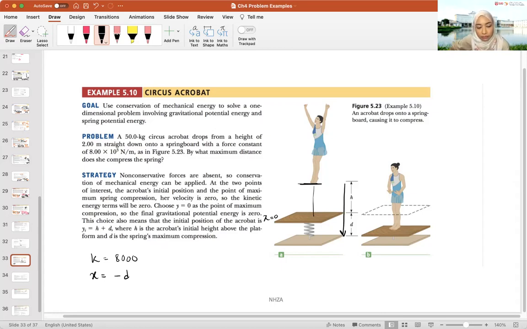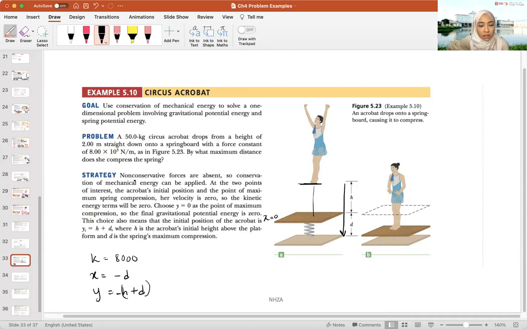So this is x of the spring. But the height of this acrobat, or the vertical displacement of this acrobat, is h plus d going down. Going down, not up. Okay, so this is what we know. So she starts from here, falls, compresses the spring. That's all we need to know for now. Okay, so by what maximum distance does she compress the spring?